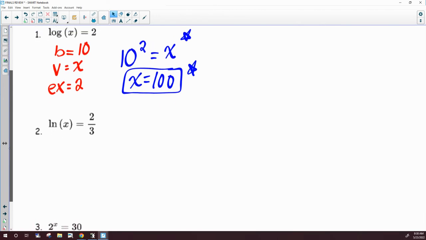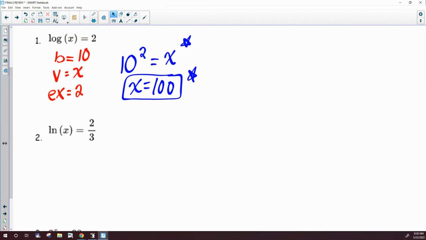All right, number 2. This time we have an ln function, which is the natural log function. ln of x equals 2/3. Let's start just like we did before. This is in log form, so we need to label our b, our v, and our exponent. What is the base of ln?